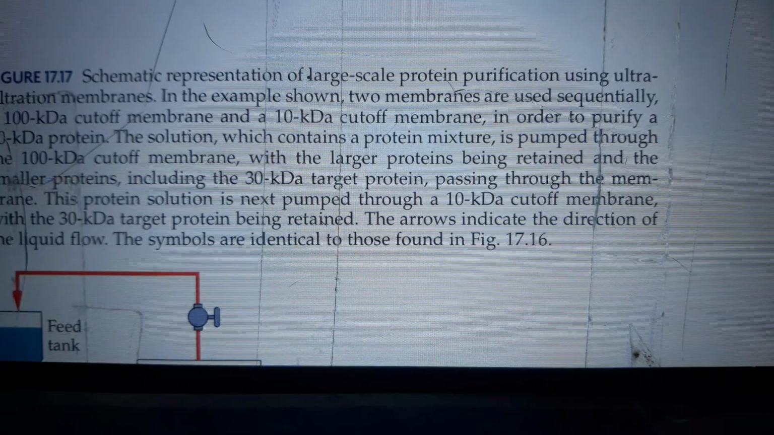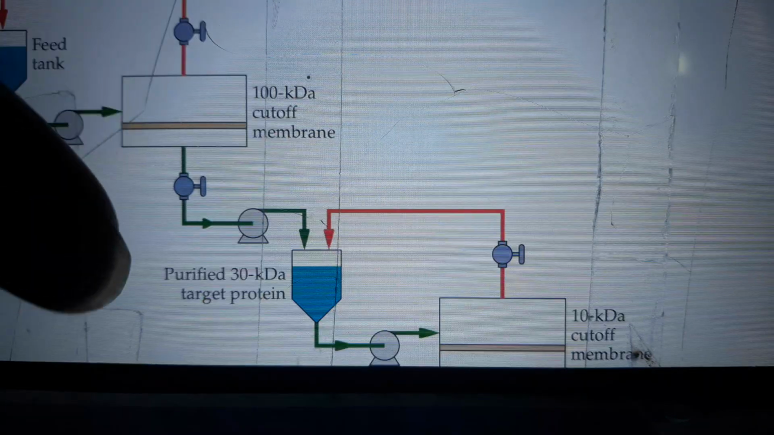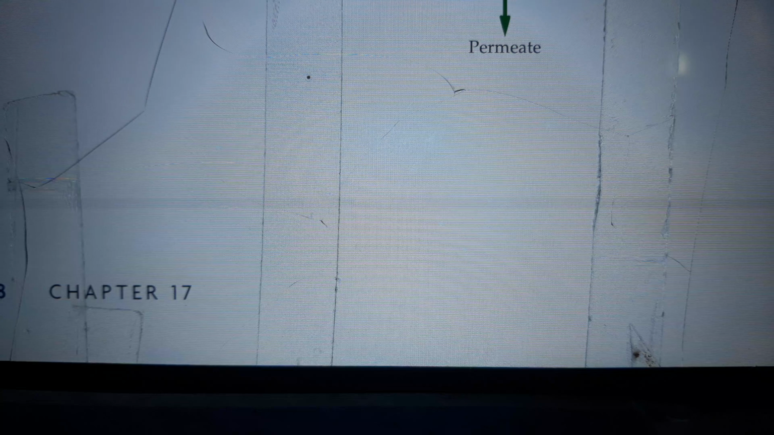And this is a schematic representation of large-scale protein purification using ultrafiltration membranes, with an example of two membranes used sequentially, a 100 kDa cutoff membrane and a 10 kDa cutoff membrane, in order to purify a 30 kDa protein. Take a screenshot of this diagram, it should help you.